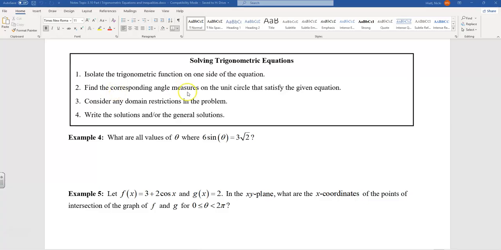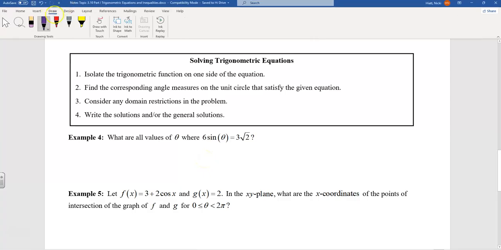Then we find the corresponding angle measures on the unit circle that satisfy the given equation. Consider any domain restrictions and write the solutions or the general solutions. So let's just go through one of these problems. We want to get the sine value by itself first. So I have 6 sine theta equals 3 root 2. So for this, I need to divide by 6 on both sides.